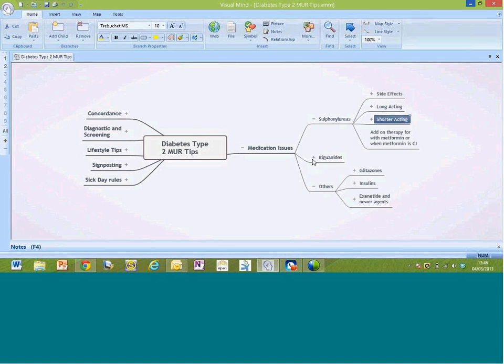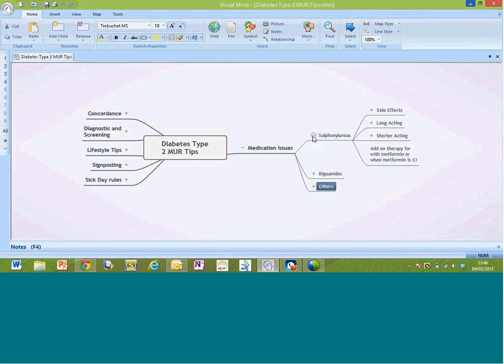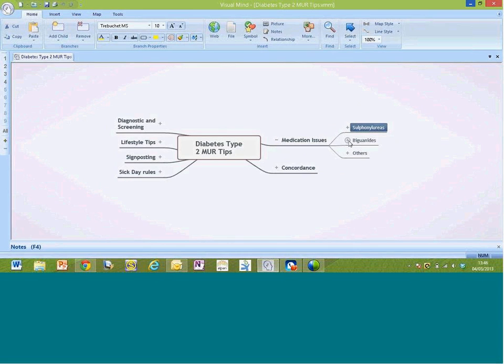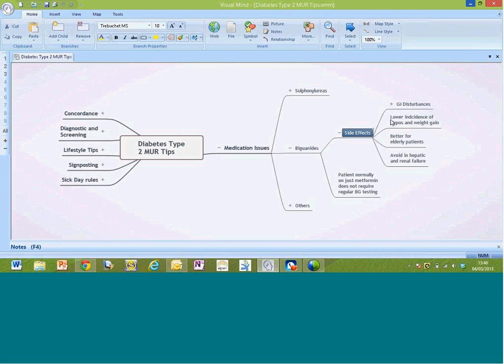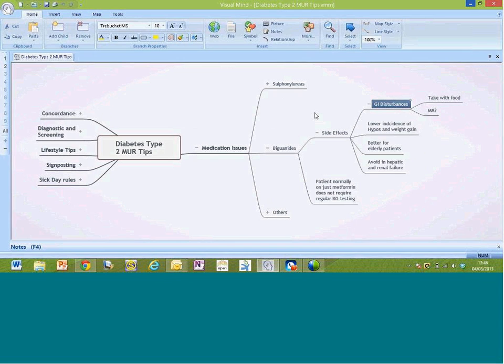As for the big one, let me just close this branch off a little bit, and this one here. As for the main one, there is metformin. Now, the issue that you're going to find with metformin is the GI disturbances, and that could be reduced by taking it with food. If a patient comes up to you and says, look, I've got really jippy tummy as a result of these tablets, you could try that out.